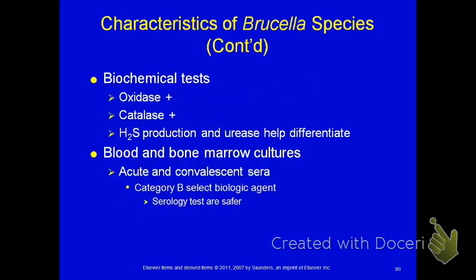The acute and convalescent sera would allow us to further diagnose the disease. And if you are trying to cultivate this organism, it's kind of dangerous, so you have to have a specific biosafety cabinet categorized as type B. So that's the reason why most of the time serological tests are safer, doing the direct bacterial agglutination test. A four-fold increase in the antibodies between the acute and convalescent stage, or four-fold rise in titer, is considered significant.